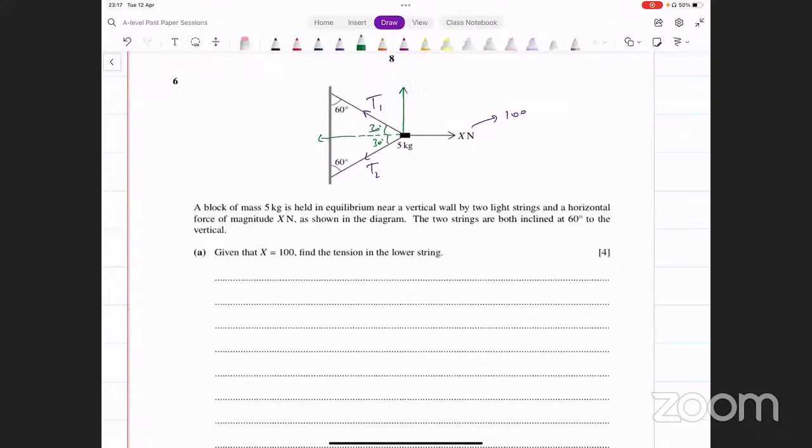What are the components of T1? The vertical component is going to be T1 sine 30. It's on the other side of the angle, so sine is used there. The component adjacent to the angle, we have cos there, T1 cos 30. Okay, these are the components of T1. And then we have components of T2. We've got one component acting vertically downwards, that is T2 sine 30. And this component acting towards the left side, that is T2 cos 30.